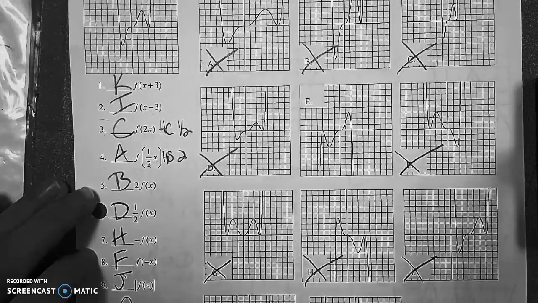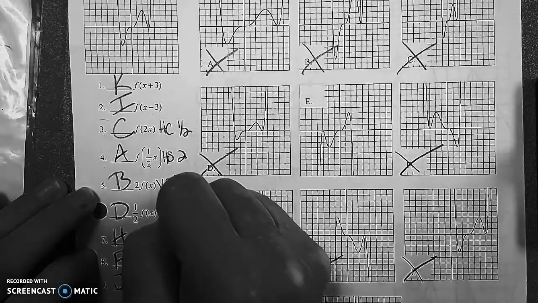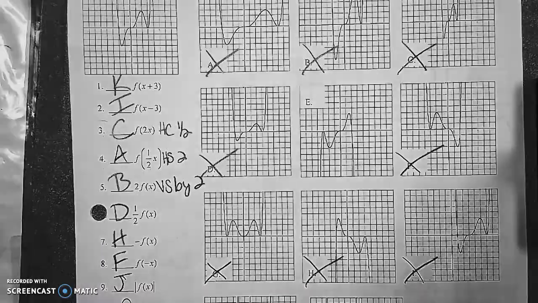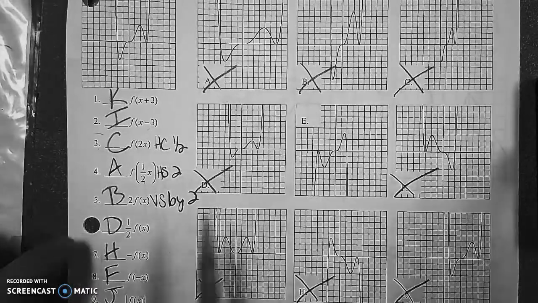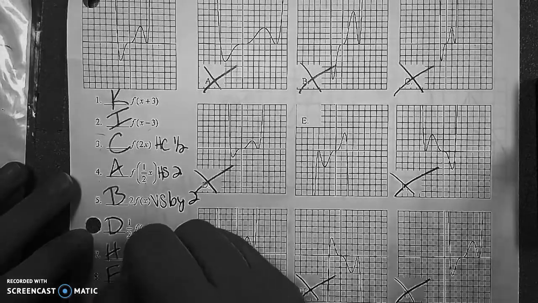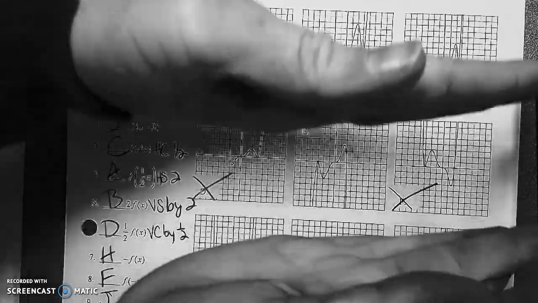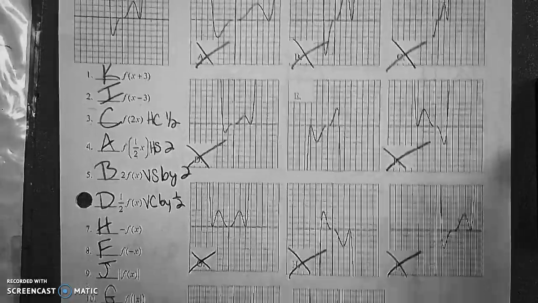Number 5 is outside, so 5 is a y value. Y's do what they say they're going to do. So this is a vertical stretch by 2. You're looking for this to have been done to the graph, and so your choice there is B. And then number 6 is a vertical compression by 1/2. So you're looking for this to have been done to the graph, and that's why it's D.